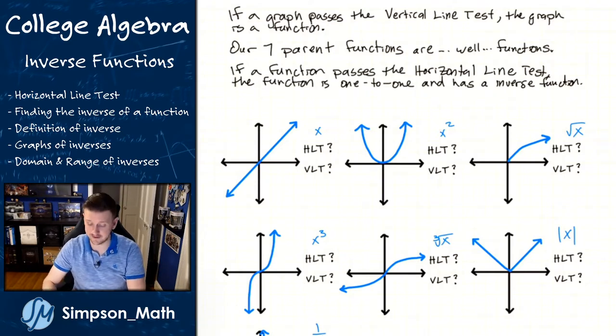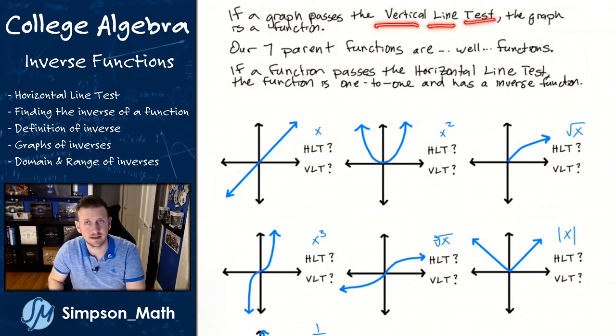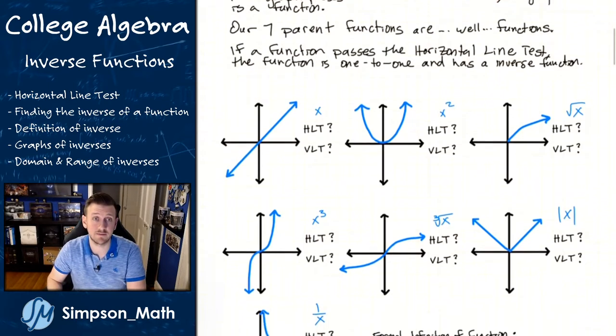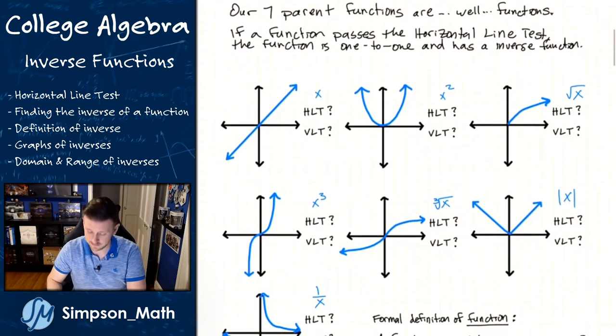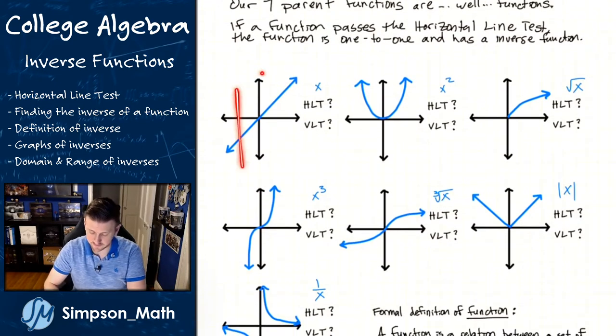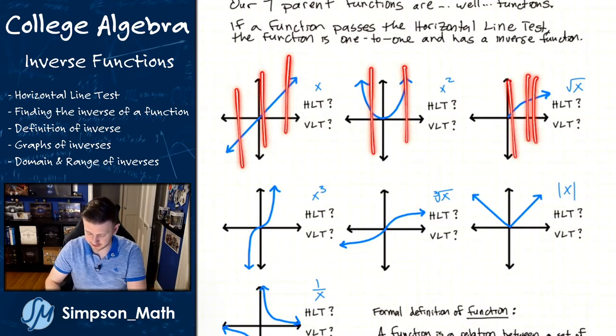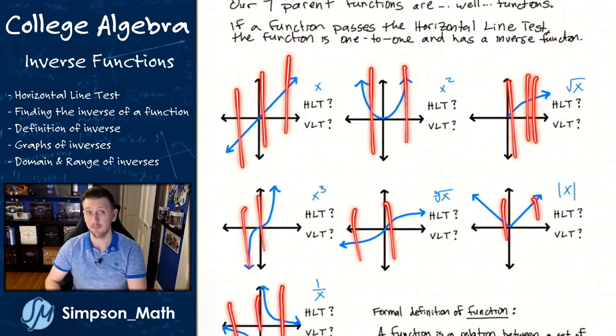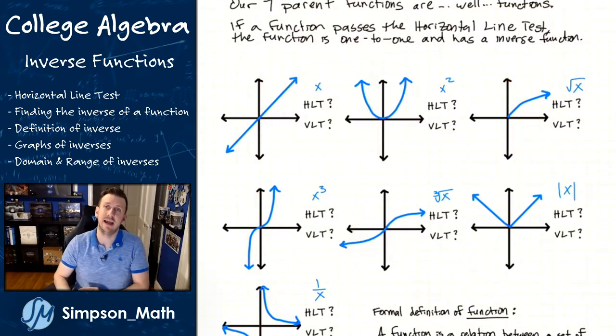Well, we've covered seven of them so far, and you might recall that there's something called the vertical line test, and if a graph or a relation passes the vertical line test, then we deem that it's a function. Our seven parent functions we've learned so far are functions, meaning I could draw a vertical line anywhere there are x values, and it's only going to pass through the graph once. So it's what we deem a function.